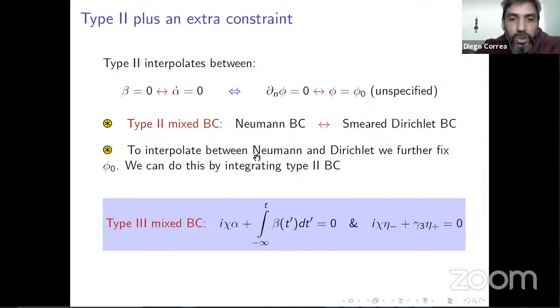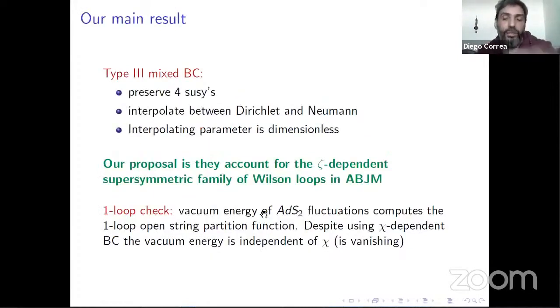So to interpolate between Dirichlet and Neumann, we have further to fix phi naught, and the way we could do that was, instead of considering alpha dot plus beta, to take the integration of that condition. So this fixes the value of phi naught, and it's a perfectly good boundary condition. We could derive the boundary term to realize it. So this type 3 mixed boundary condition is ticking all our requirements, and if you wish, it was the main result of our paper.